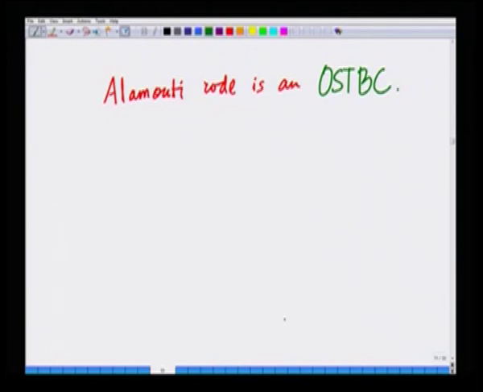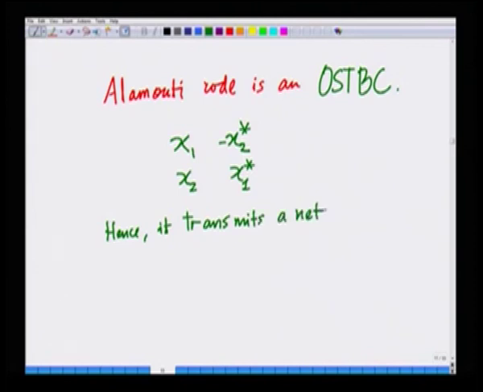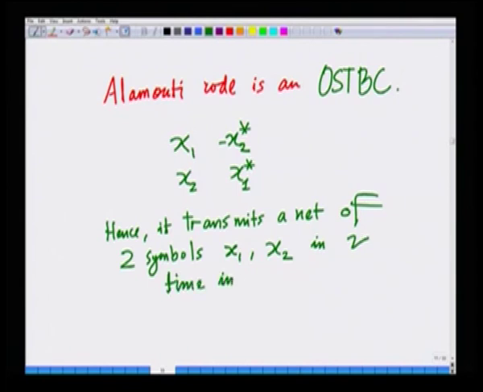Further, observe that the Alamouti code transmits x1, x2 in the first time instant, minus x2 conjugate, x1 conjugate in the second time instant. Hence, it transmits a net of two symbols, x1 comma x2, in two time instants.